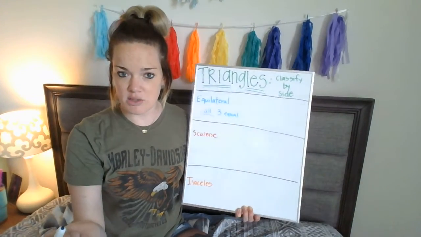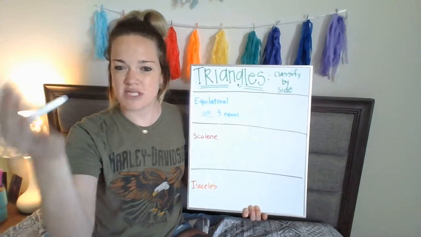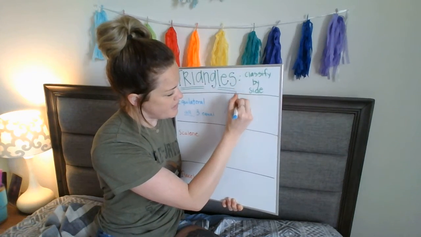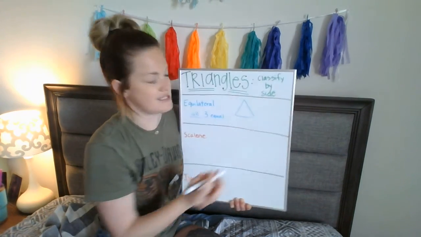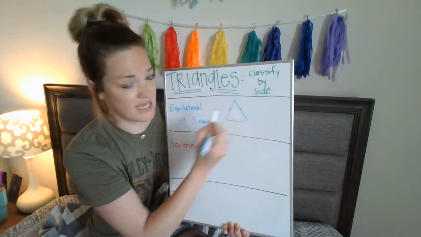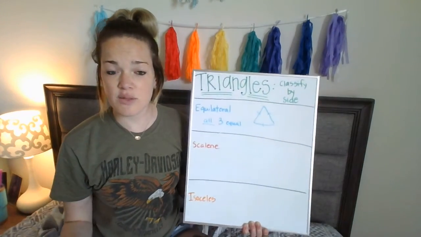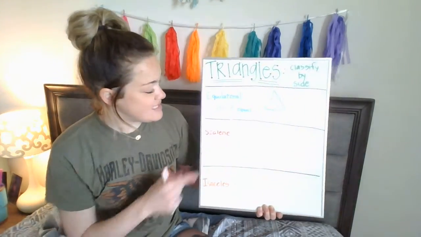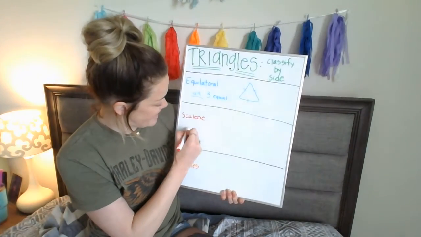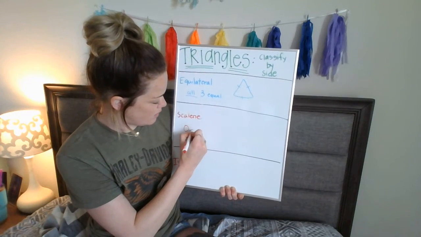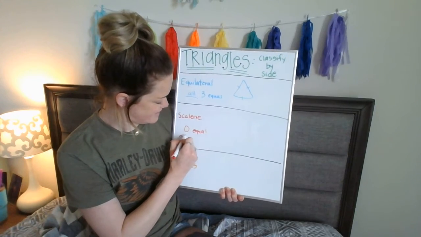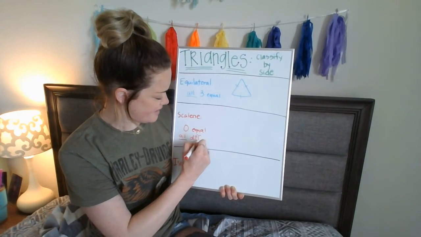I'm going to do my best to draw an equilateral triangle. However, I don't have a ruler and I'm just kind of eyeballing this. So an example of an equilateral triangle could be something like this, where all of those sides are the same exact length. Okay? That's an equilateral triangle. When it comes to the scalene triangle, a scalene triangle actually means that it has 0 equal sides. So they are all different. Every single side is a different length.